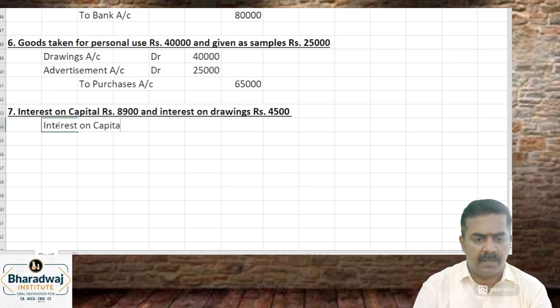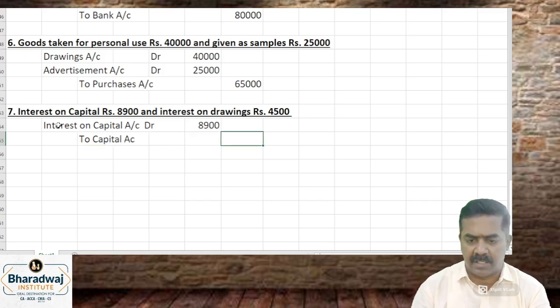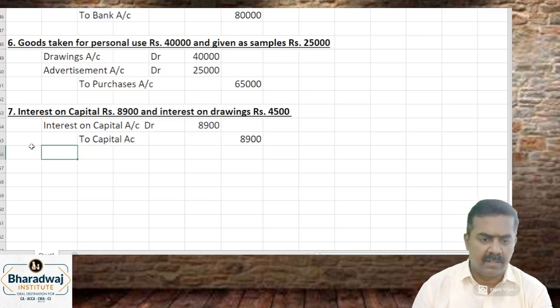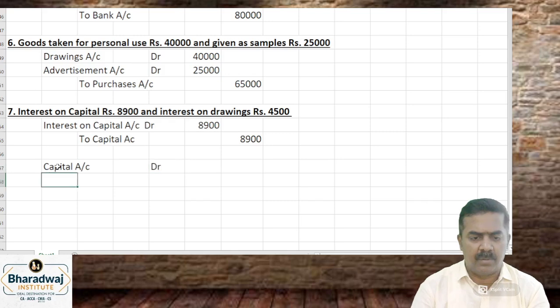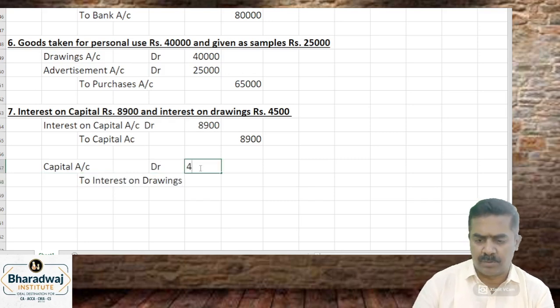Interest on capital account debit, 8,900, to which account? To capital account. It can be proprietor's capital or partner's capital, 8,900. Then capital account debit, to which one? Interest on drawings. How much? 4,500.